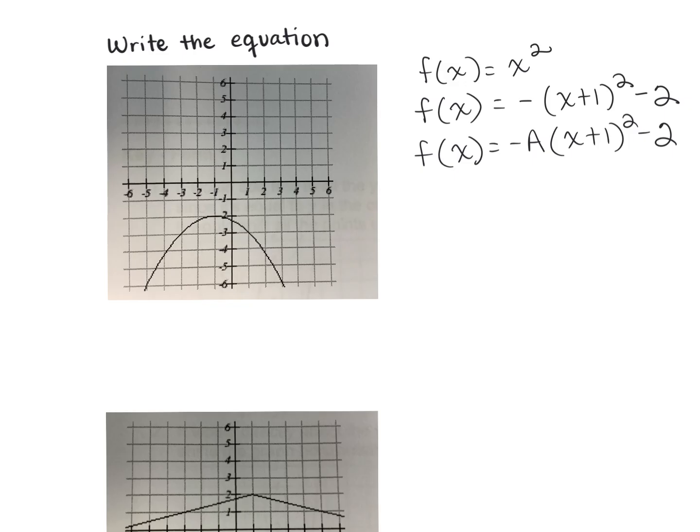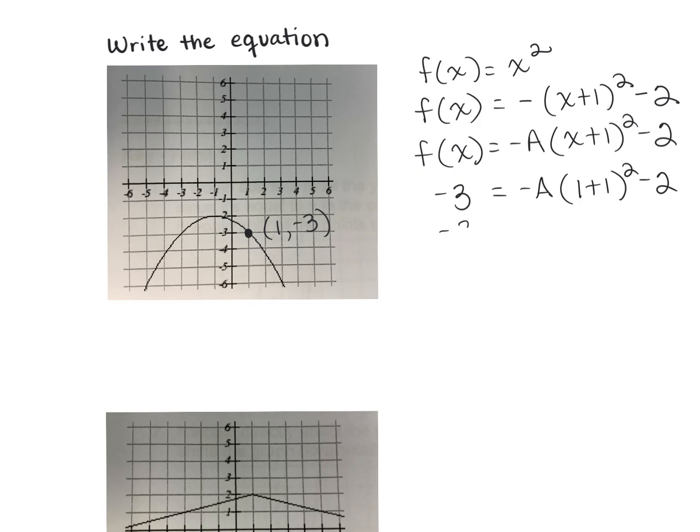And we choose an ordered pair point that is not the vertex. So I'm going to choose this point right here. I have 1, negative 3, and I'm going to plug that in and solve for a. So I have negative a, 1 plus 1 squared minus 2. So I'm just substituting that ordered pair point into the equation I have so far.